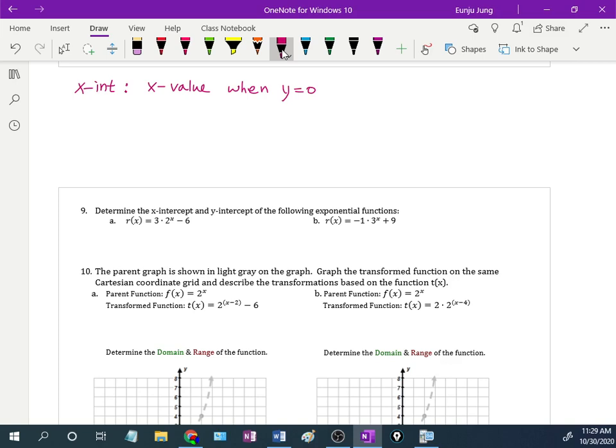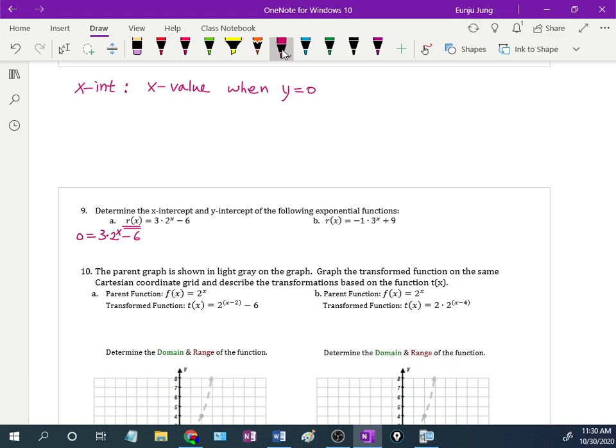So let's see, if I do number 9a, x-intercept is x value when y is 0. Where is y in this problem? There is no y, right? The function value itself is y, so we will equate it with 0 for that. So we can solve it. Can we solve this equation? What would be the first step? Let's do all the way backwards of PEMDAS, okay?